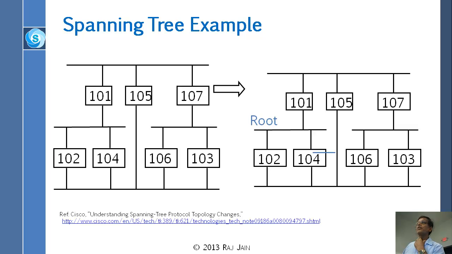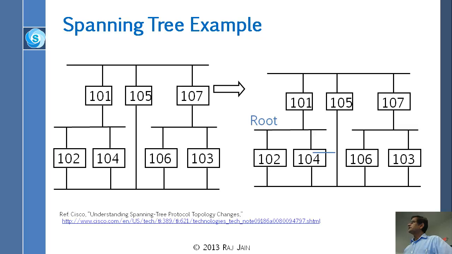102 and 104. 105 is not connected because it is blocked. You see why this is blocked? That's the one thing I wanted to explain. So what will happen is here there is a tie as to who can be the designated bridge, and generally the tie is broken in favor of the lowest one. So 102 will become the designated bridge.